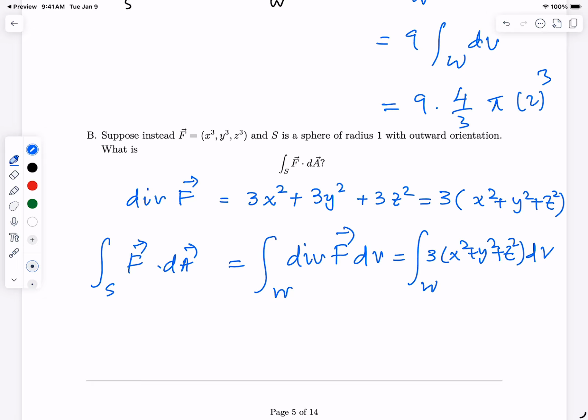What should I do? Spherical, or cylindrical, or Cartesian? This is already Cartesian. So spherical totally makes sense. So triple integral, changing the integrand gives me 3 rho squared. So you need to change the integrand, the limits, and the volume element. 3 things. The first one is done.